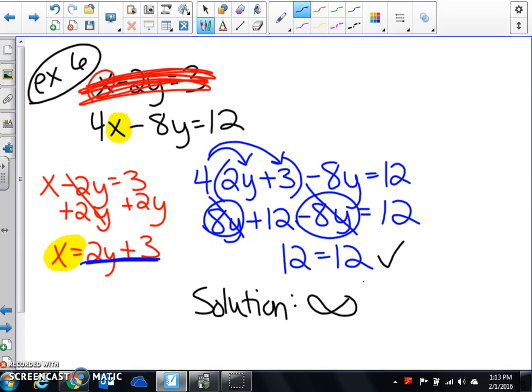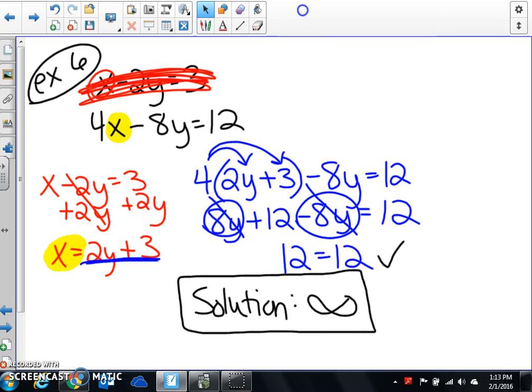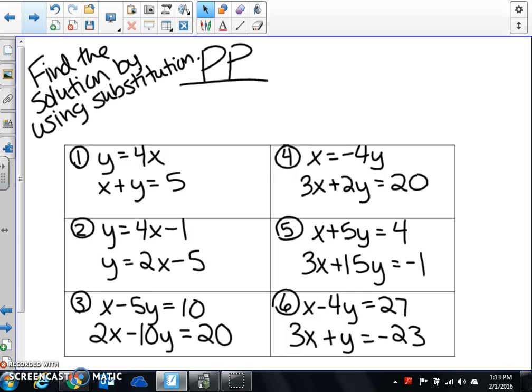is infinitely many solutions. And you can, once again, write that out, or you can just write the infinity sign for me, okay? Here are your practice problems. You must use the substitution method on all 6. If you want to check your answers using graphing, you're more than welcome to, but you have to use substitution.